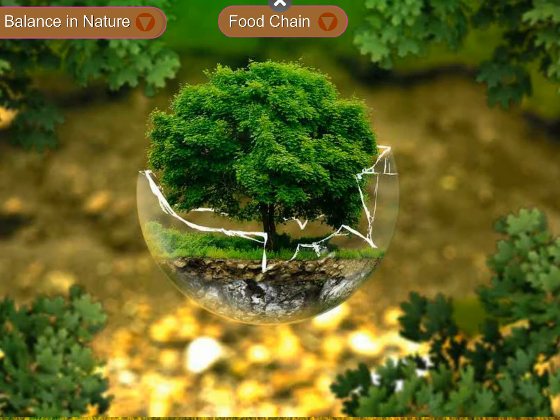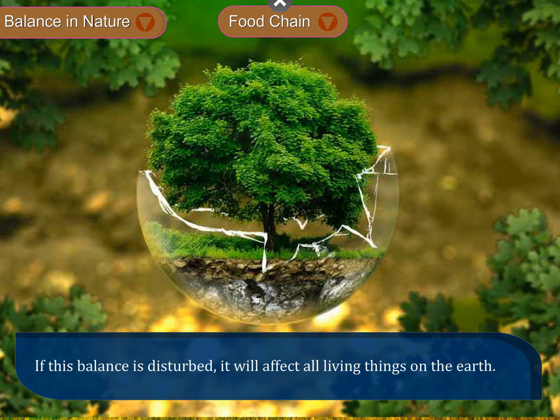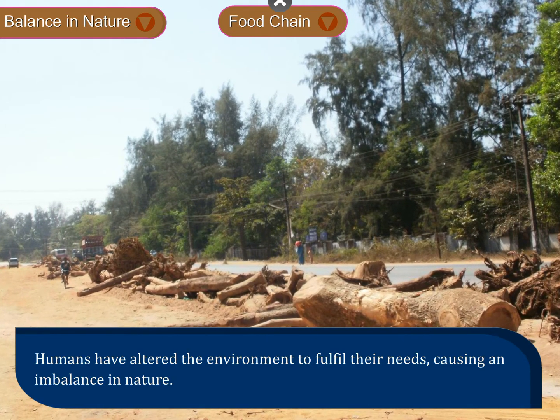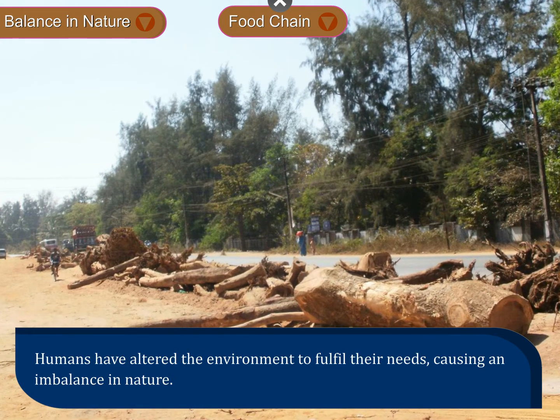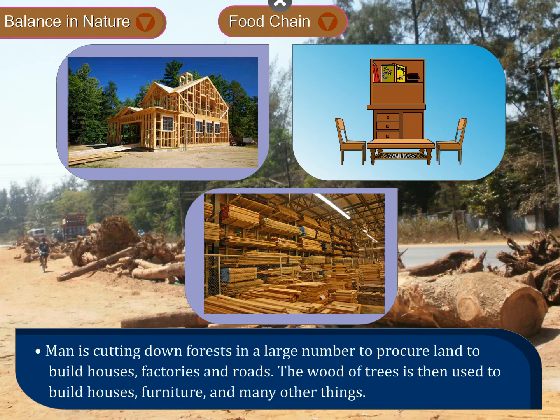Balance in nature. Nature maintains a balance between the biotic and abiotic components of nature. If this balance is disturbed, it will affect all living things on the earth. Humans have altered the environment to fulfill their needs, causing an imbalance in nature. Man is cutting down forests in a large number to procure land to build houses, factories, and roads. The wood of trees is then used to build houses, furniture, and many other things.